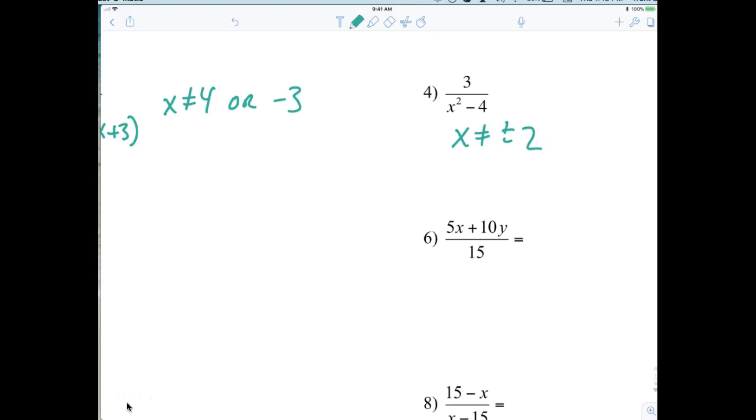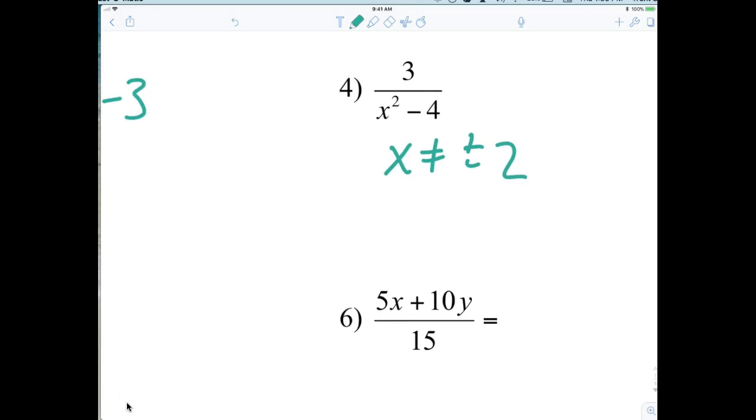Any issues with that? So you get 2, I got 4. Is 4 squared minus 4 zero? No. So if you want, you could also factor x plus 2 times x minus 2 and go from there.